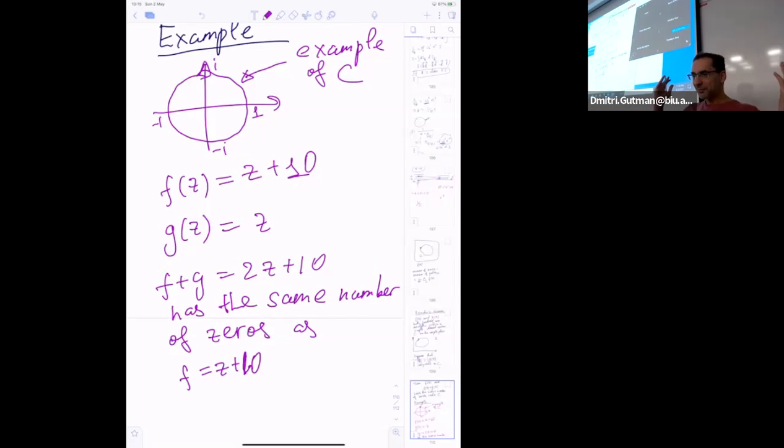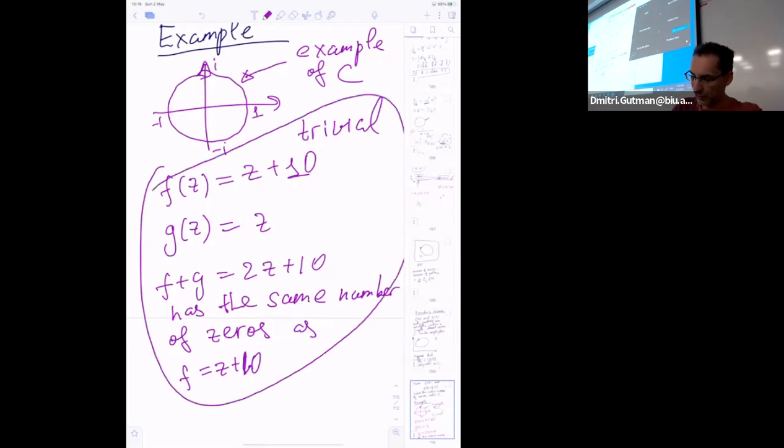However, this is satisfied in a very, very trivial way. 0 is equal to 0. So this was a somewhat trivial example, because this has no zeros inside the unit circle. Do you understand this example?